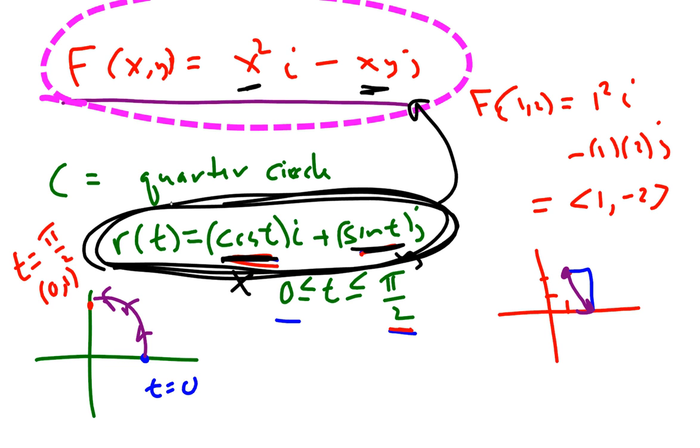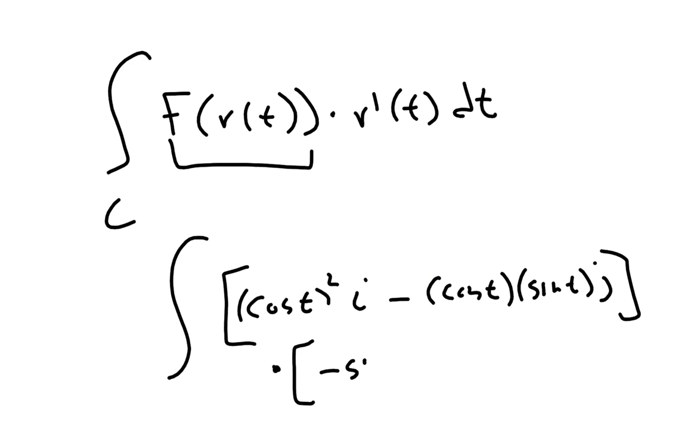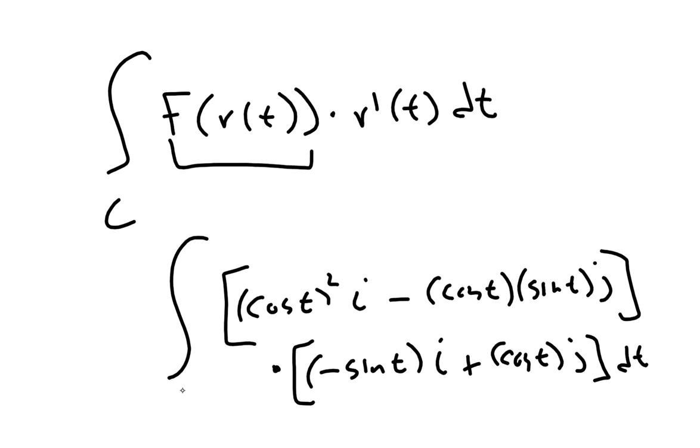So that's r of t. So r prime of t means you just take the derivative of it. The derivative of that cosine would be negative sine of t times i plus cosine t times j. So that's what's going to go here: negative sine t times i plus cosine t times j, and then a dt. And this is all going to go from 0 to pi over 2.